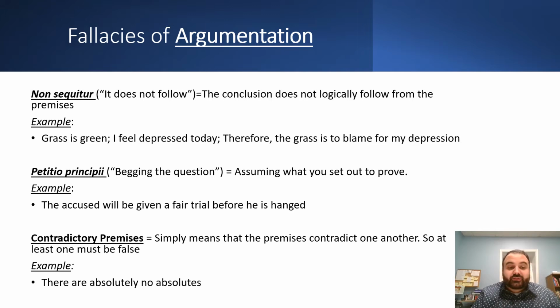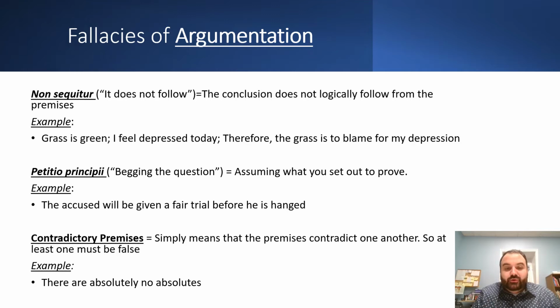An example of this is saying the accused person will be given a fair trial before they're hanged. Well, if you're saying they're automatically going to be hanged, then it means you're already leaning, already slanting to one side. How can they be given a fair trial? You contradict yourself.